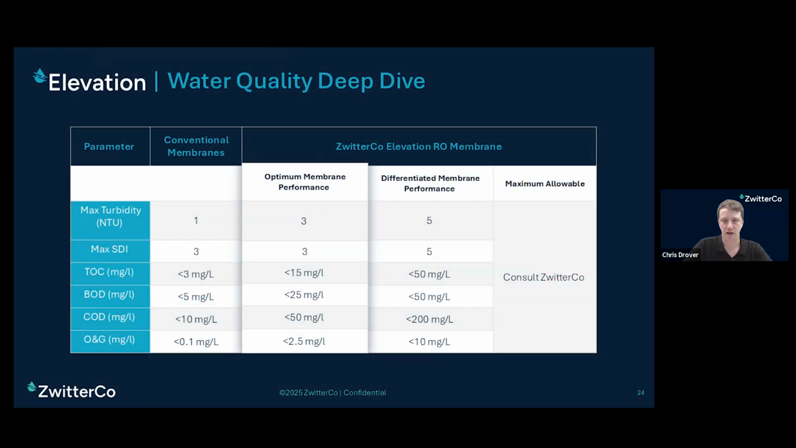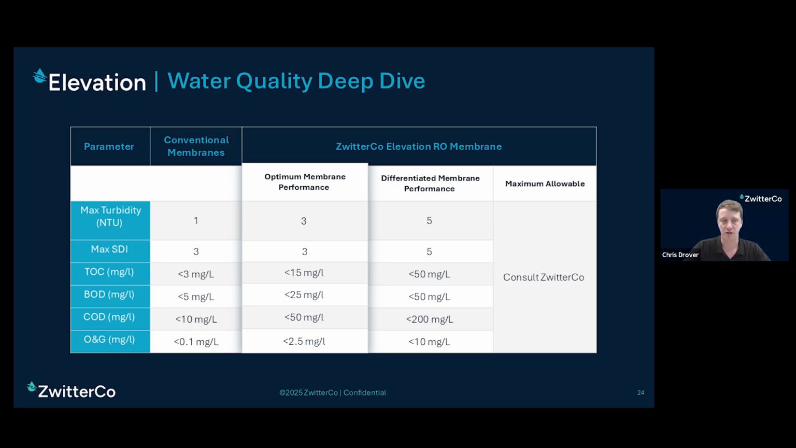I think what I'd like to do is bring us back to this water quality chart that Umang shared with us before. There's a lot to unpack here. I want to give a little bit of color behind what we mean by optimum membrane performance or differentiated membrane performance. I think Umang gave us a really nice description of it, but it might be helpful to see what it looks like in the real world.